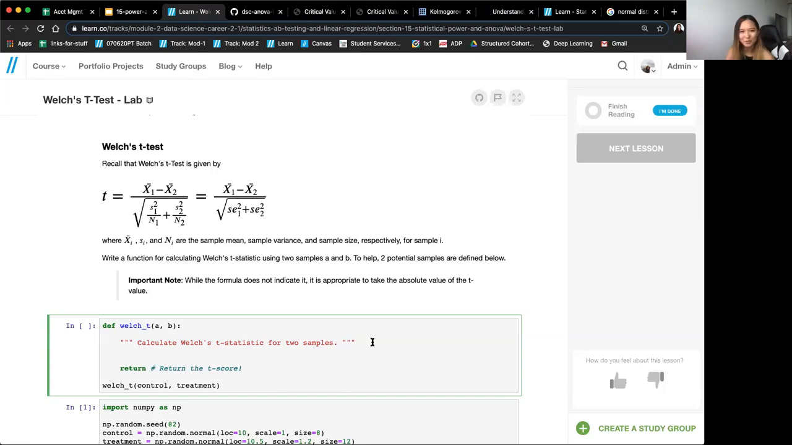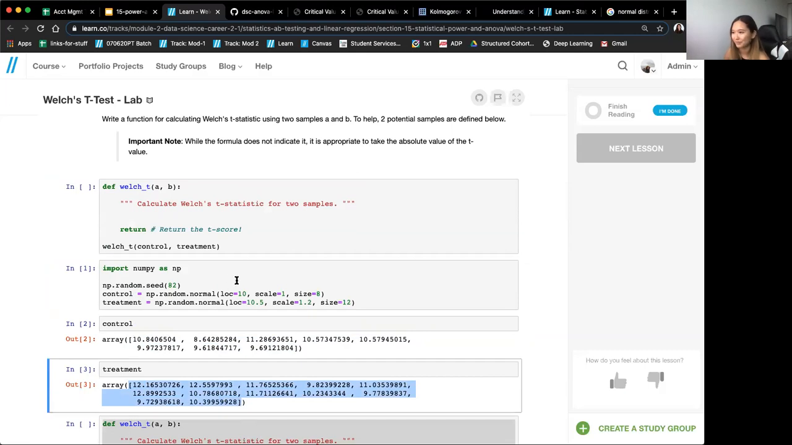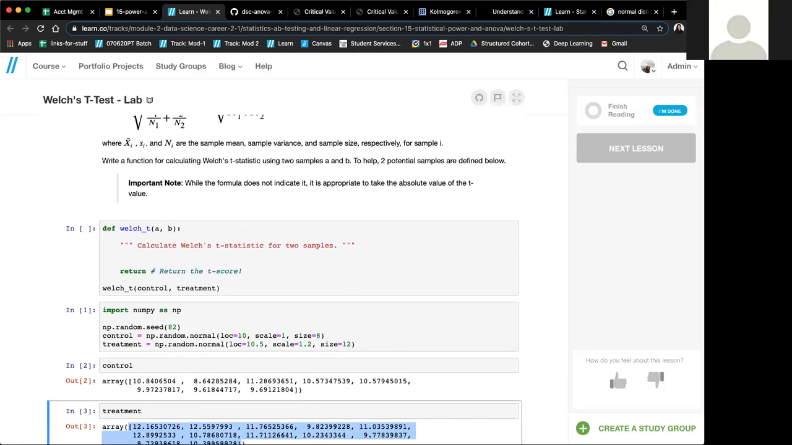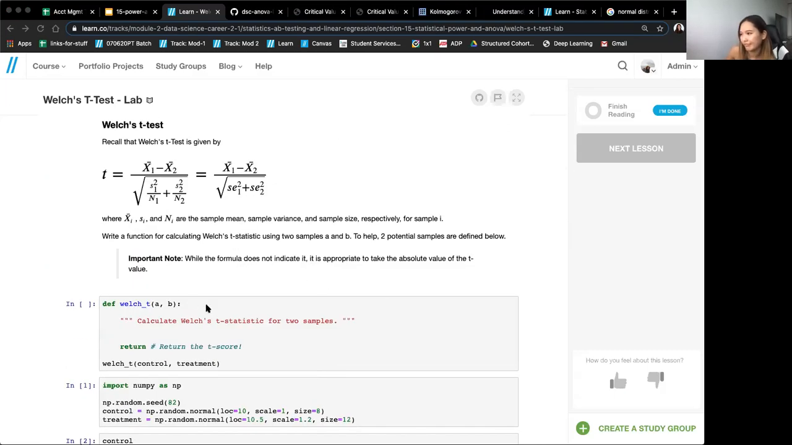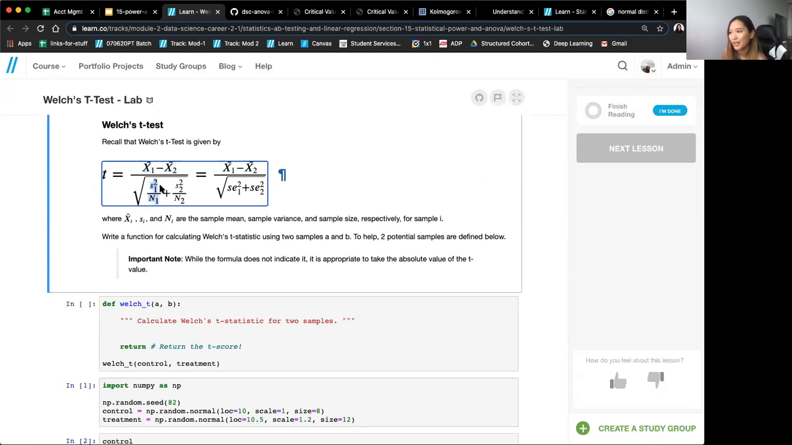All right, I'll talk through what I think about when I'm creating a function like this. Ideally, this function will be able to take any array of two samples. You can see here that each of these samples is an array. Let's take a look at the math formula and what information we need from it. Every time you see a subscript of 1, it means it's for the first sample, and a subscript of 2 is for the second sample. So what we need here are the sample means, the sample variances, and also the sample sizes.